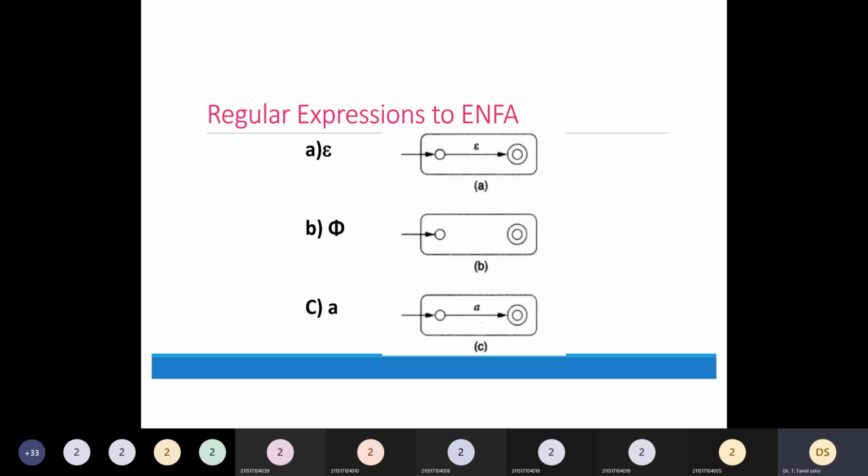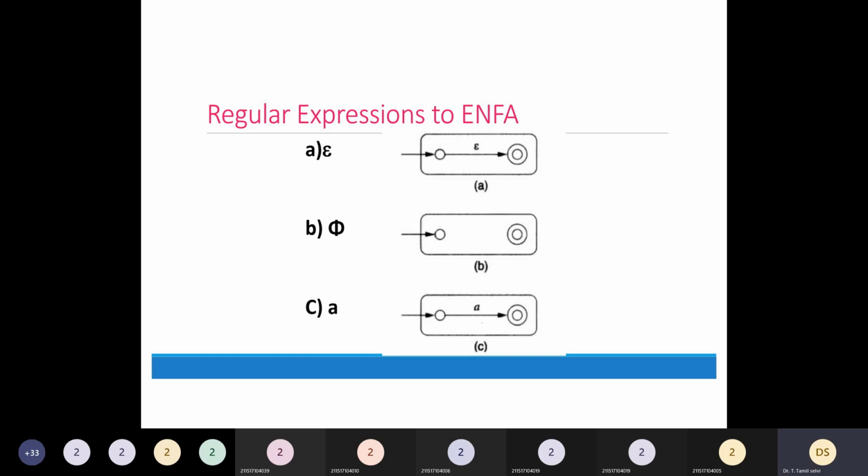The first regular expression is epsilon. For this I can construct the finite automata, which has 2 different states, the first state and the second state. From the first state to the second state, I can draw one edge with the input symbol epsilon, because my regular expression r equal to epsilon here. Epsilon is nothing but the null string, which means without reading any input, I can change the state from one to another. So I can change the state from start state to the end state without reading any valid input.